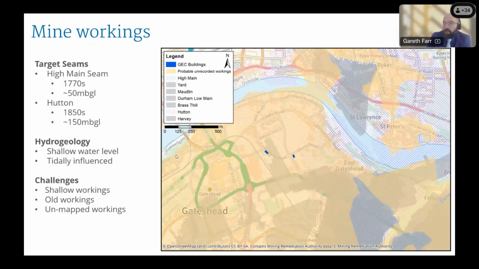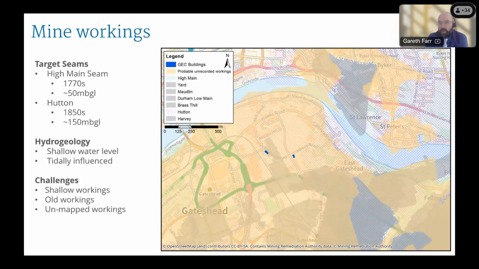This sort of orangey colour is what we call probable unrecorded workings, which means there can be a lot of workings in the UK that we don't really know if they're there or not. You can see our target seams with a High Main, which is records going back to the 1770s, and the Hutton, which is the new one, if you like, we're down to, which is from the 1850s. So you're seeing we're dealing with fairly old stuff, and it wasn't always a legal requirement for mining companies to deposit plans with us. So we do end up with a lot of areas where we think there's mine workings, but we don't really know until we've drilled into them.